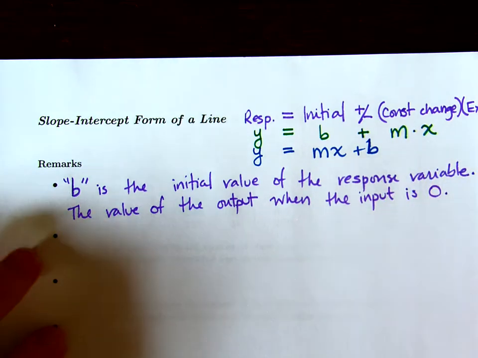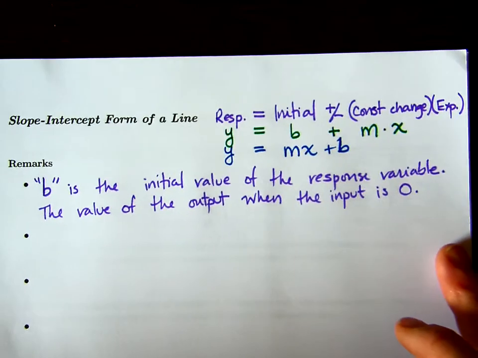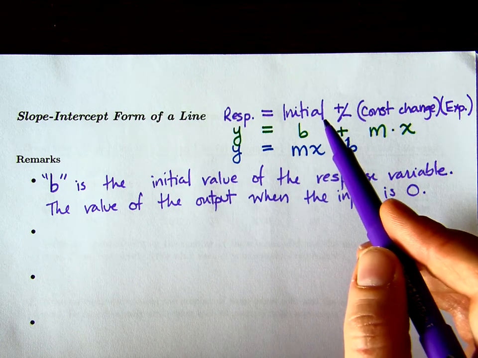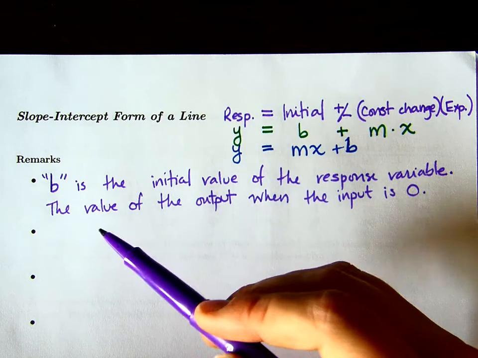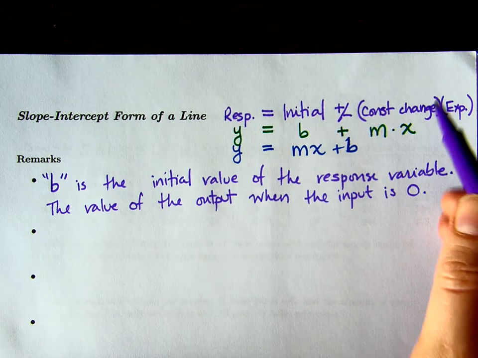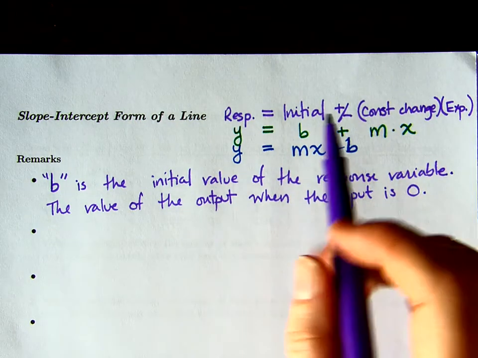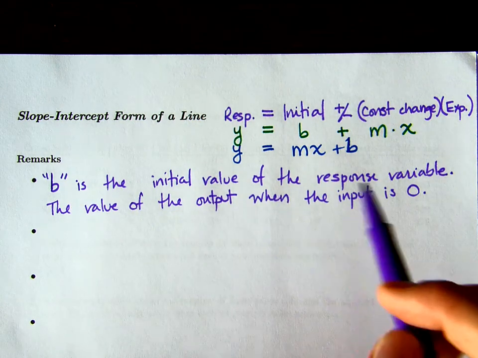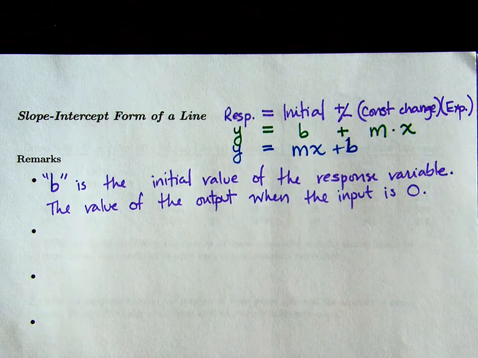is 0. And it's weird for me to use this input-output language because ultimately, when I think about this equation, I think, well, this constant change has been added 0 times initially. Initially, you haven't added or subtracted anything. So it's when this explanatory variable is 0. Okay, so symbology-wise, B is the initial value of the response variable when the explanatory variable is 0.